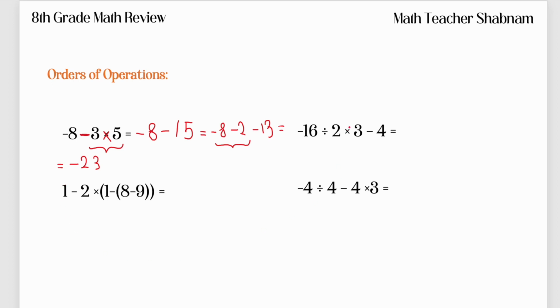Let's try that once more over here. I have division, multiplication, and subtraction. Which one should we do first? Well, we start from left and then we move to the right. Between division and multiplication, we do whichever comes first. Therefore, this is what we need to do first. -16 divided by 2 gives us -8, and -8 multiplied by 3 minus 4 is our new equation.